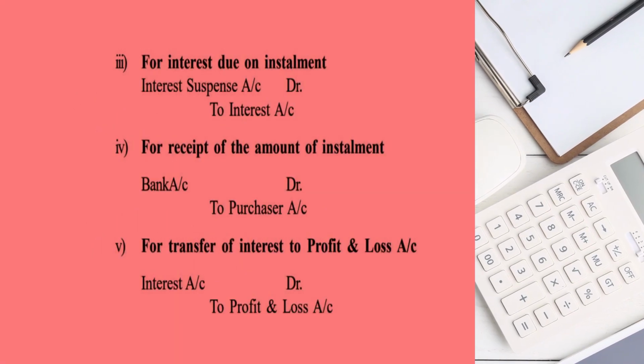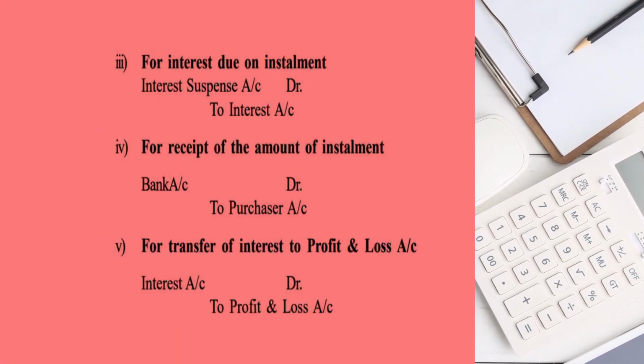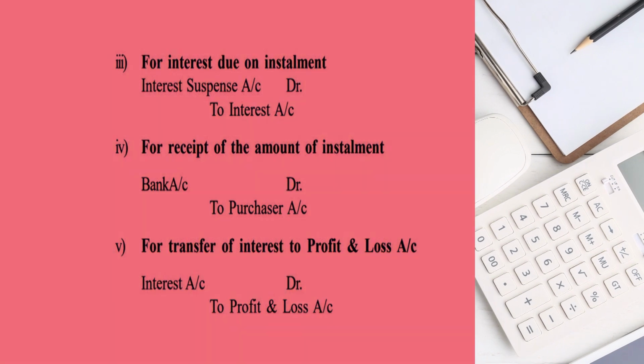Then for interest, again interest suspense account debit to interest, because for the vendor interest is the income and he will credit the interest and debit the interest suspense account. For receipt of the installment amount, again bank account debit to purchaser. And for transfer of interest to the profit and loss account, for the vendor, interest is the income, therefore this income account will also be transferred to the profit and loss account, interest account debit to profit and loss.